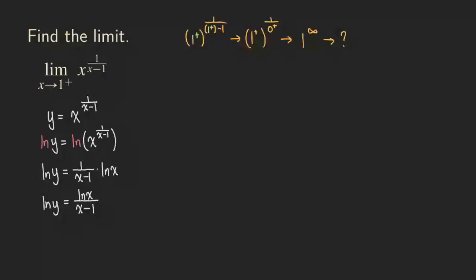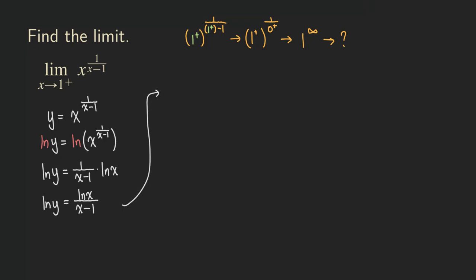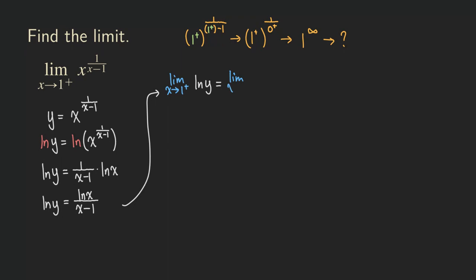So now what do we need to do next? We are going to start taking the limit now. So let's start taking the limit. When we take the limit, we are going to just look at the limit this way. So we have the limit as x approaching 1 from the right side of the ln of y, and that's equal to the limit as x approaching 1 from the right side of that right hand side, which is ln of x over x minus 1.